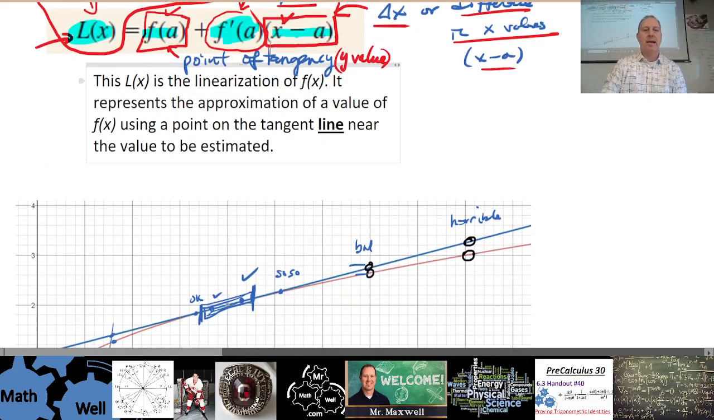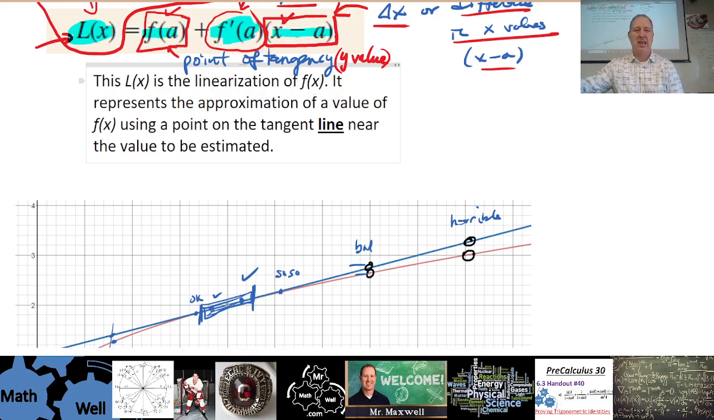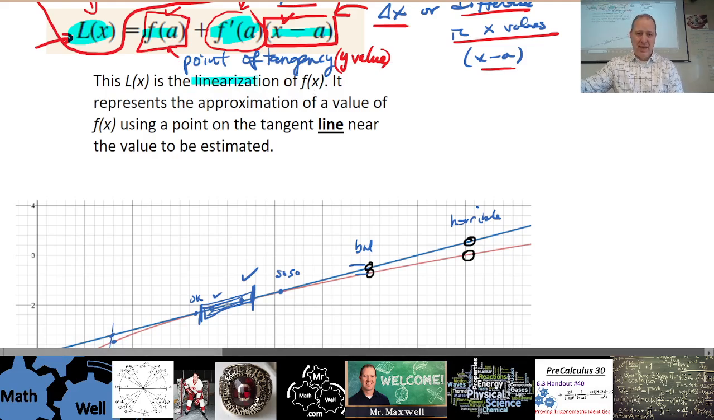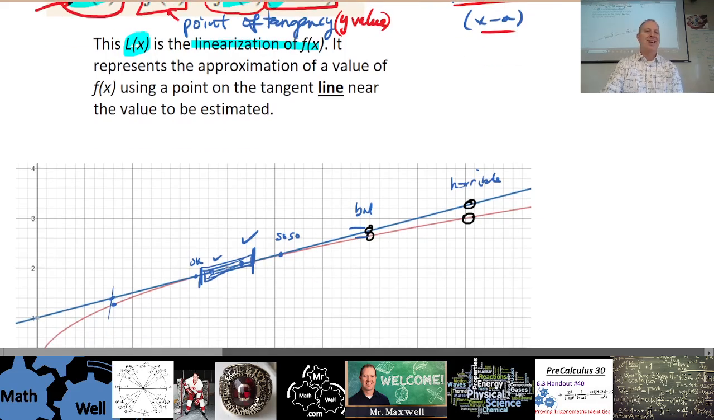Okay, so this L of x is the linearization of f of x. This is terminology that you will see as well: the linearization of f of x. So you can have an expression here or an actual value, depending on whether the x value is actually a number or not. I'll get into that later. So L of x is also called the linearization of f of x. It represents the approximation of a value of f of x using a point on the tangent line near the value to be estimated.